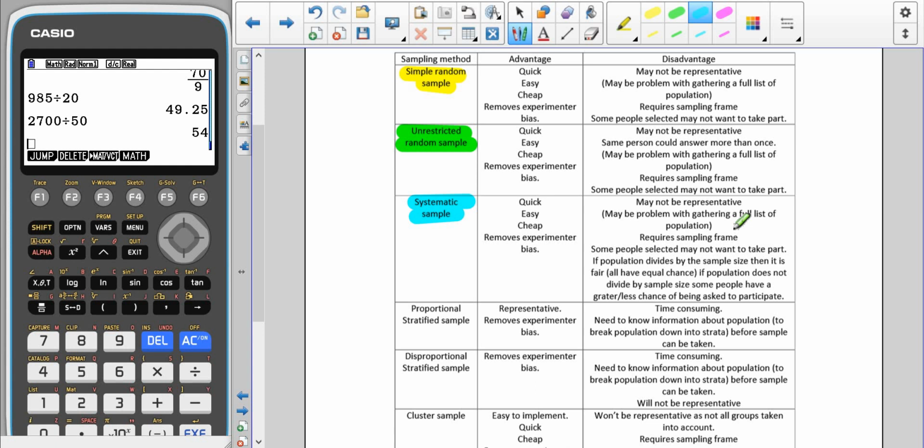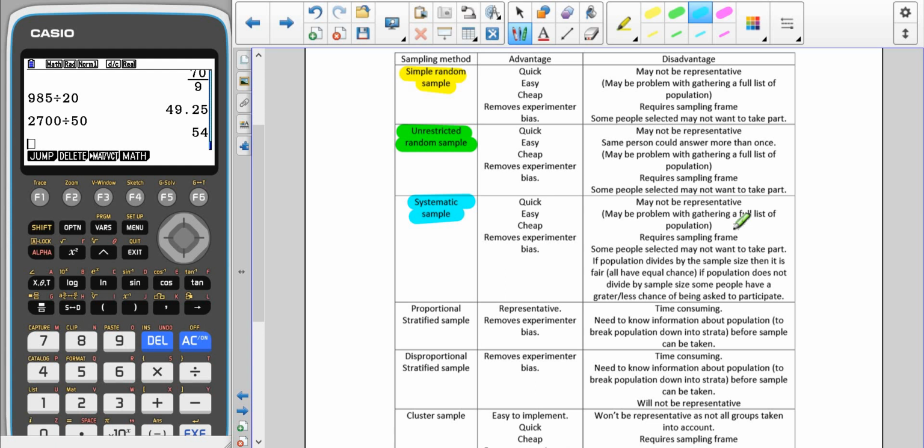However, you still have to make that sampling frame first, which is quite hard to do for some situations where you may not be able to get that data. Some people may still not want to take part, and also if the population is not divided by the sample size, then it might not be fair or might not have an equal chance, giving you a greater or less chance of being asked to participate.